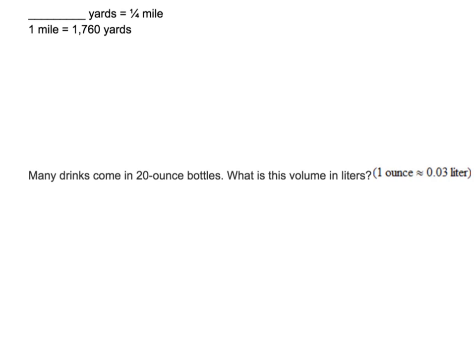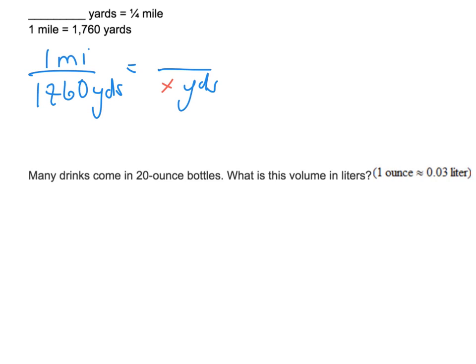All right, so let's consider a couple of other examples. In this one, we have a conversion of yards to miles. And we know that 1 mile is equivalent to 1,760 yards. Now that ratio needs to be equal to some number of yards to 1/4 of a mile. Now I know to get from 1 mile to 1/4 of a mile, I would just divide by 4. So I'm going to do the same thing over here.